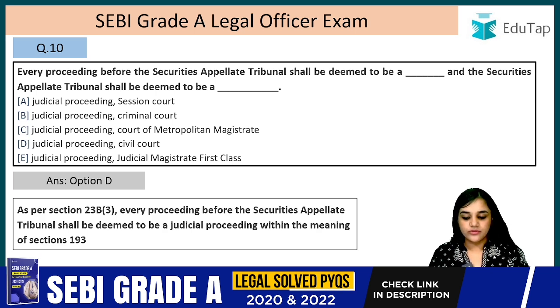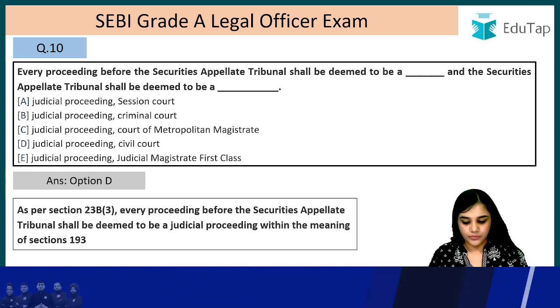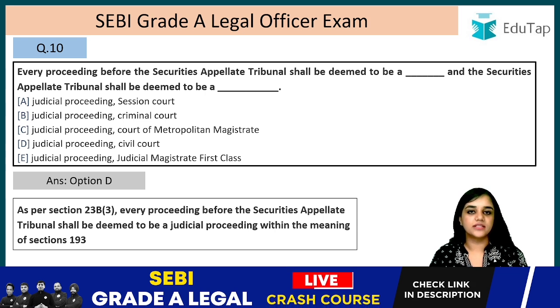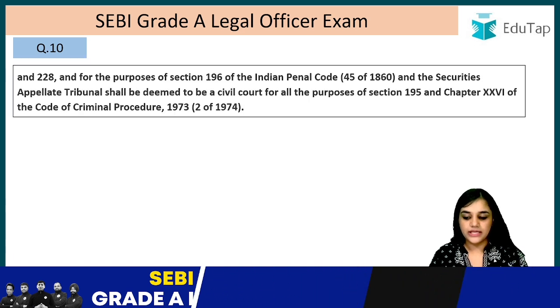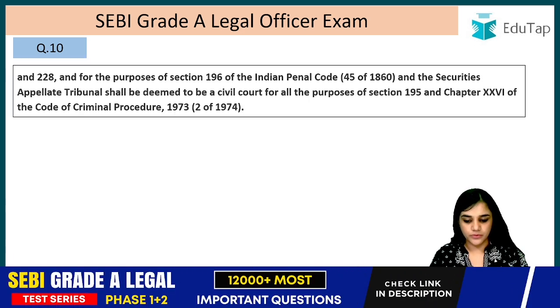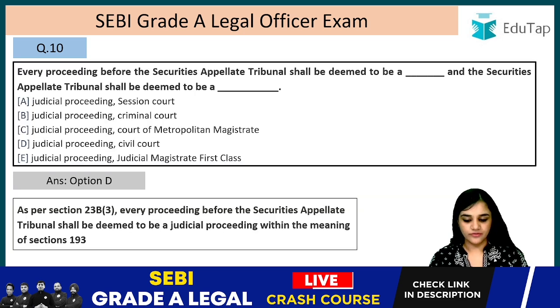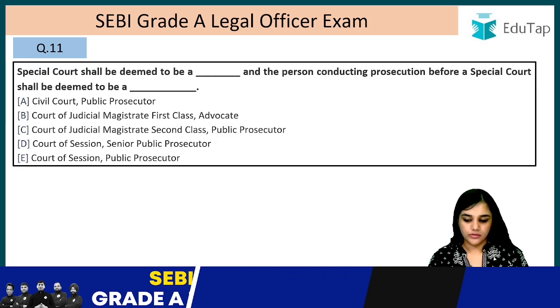As per section 23B, subsection 3, every proceeding before the Securities Appellate Tribunal shall be deemed to be a judicial proceeding. So every proceeding in SAT is deemed to be a judicial proceeding within the meaning of sections 193 and 228 and for the purpose of section 196 of the Indian Penal Code, and the Securities Appellate Tribunal shall be deemed to be a civil court. SAT will be deemed to be a civil court, judicial proceedings and civil court, right? Now let's move on to question number 11.